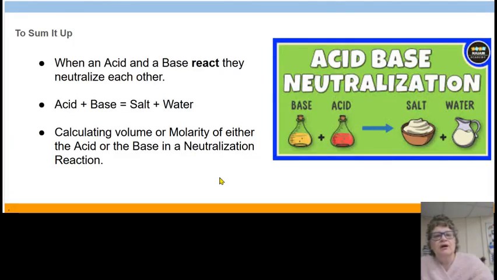All right, to sum it up, when an acid and a base react, they neutralize each other. Acids plus bases equal salt plus water. And then calculating the volume or molarity of either the acid or the base in a neutralization reaction is molarity times volume equals molarity times volume.